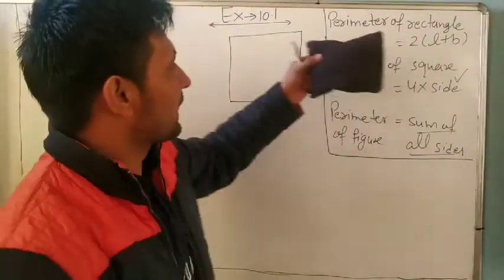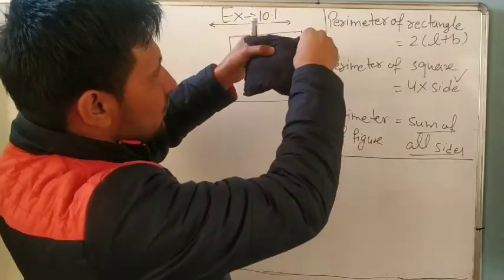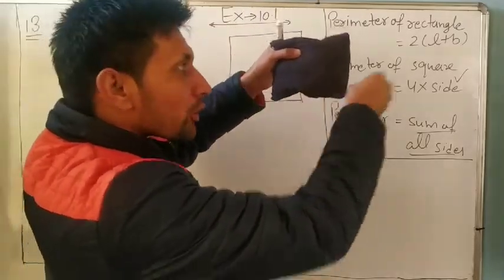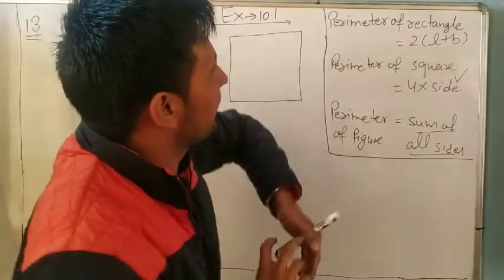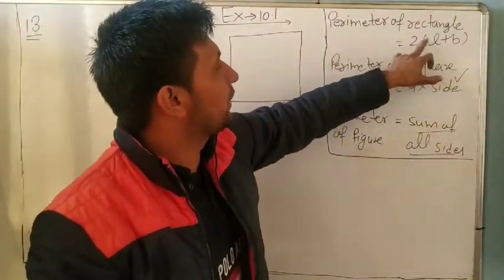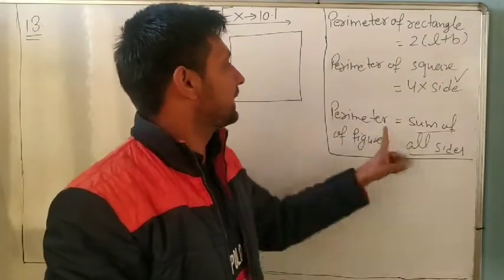Suppose you want to find the perimeter of this duster. How will you find it? What is this length, plus this one, plus this one, plus. So the total length of the outer boundary. And these formulas you can remember directly: perimeter of rectangle is 2 into (L plus B), perimeter of square is 4 into side.